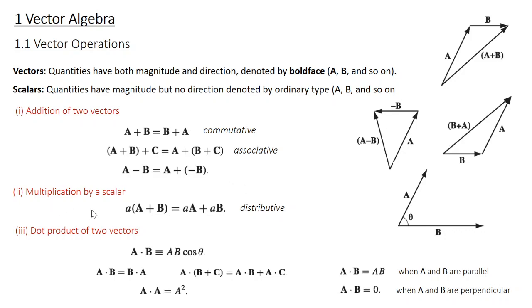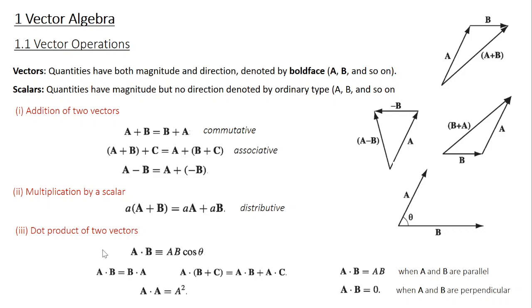The second operation is scalar multiplication. If you multiply the vector A plus B with a scalar a, a into (A plus B) equals a into A plus a into B. This is known as the distributive property.